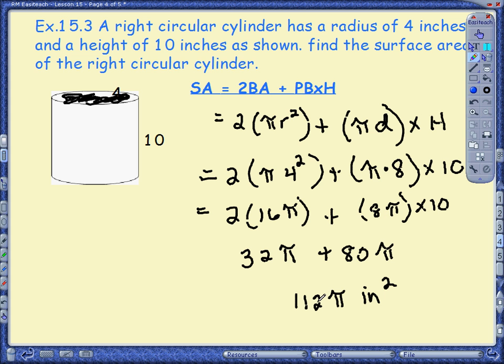Now you can multiply that out and do it with decimal answers, or you can leave your answer just like I did in pi.